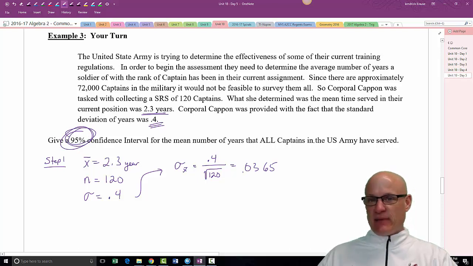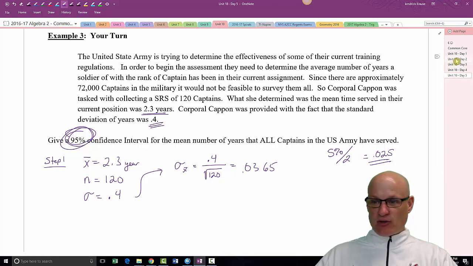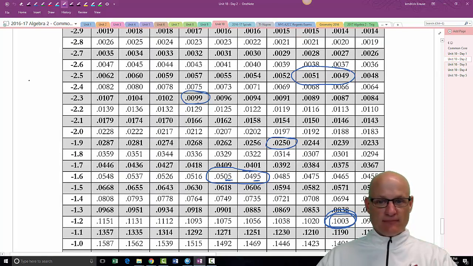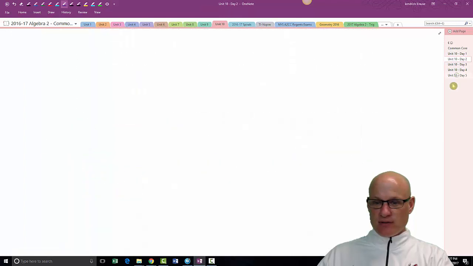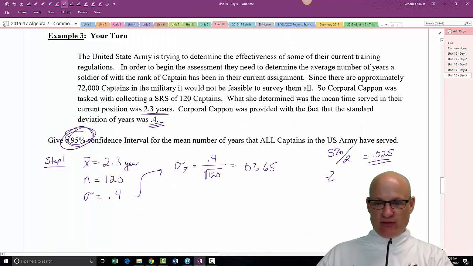So I'm going to pretend like I didn't make that table on the other chart. That means I need 5% left over in the tails. If I divide that by 2, I get 0.025 left in the tails. So I'm going to go look at the tails and find 0.025 again. There it is right there. And if I remember correctly, that's negative 1.96. So my Z star is equal to 1.96.